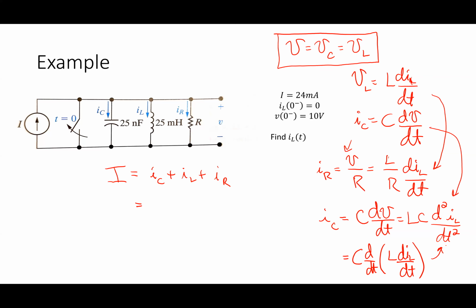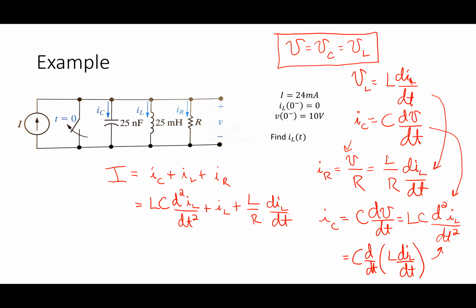All right. So now all I've got to do is plug in for IC and IR here. If I plug in for IC, I get LC d squared IL by dt squared plus IL. That's just IL. And IR is L over R times dIL by dt.